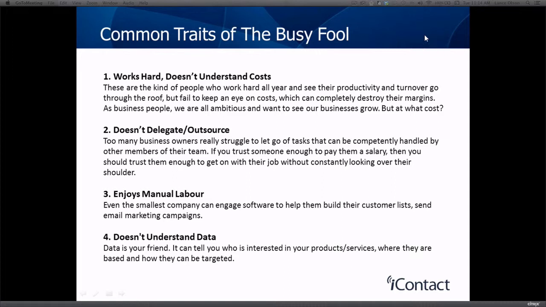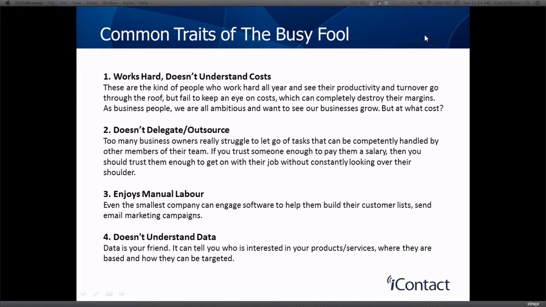Number 3, common trait of the busy fool, enjoys manual labor. I see this a lot. I see a lot of companies still using spreadsheets to move around lists. I see people using multiple tools to manage their email marketing and their social media marketing campaigns. Even the smallest company can engage software to help them build their customer lists and send email marketing campaigns. It's the year 2014, we're coming up to 2015. Get smart about the way you operate your business. Work smarter, not harder.